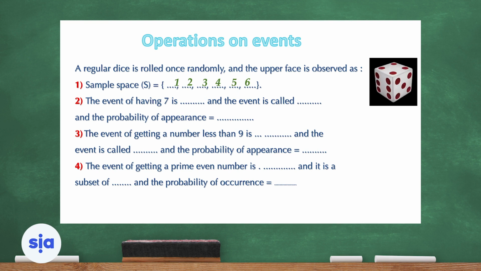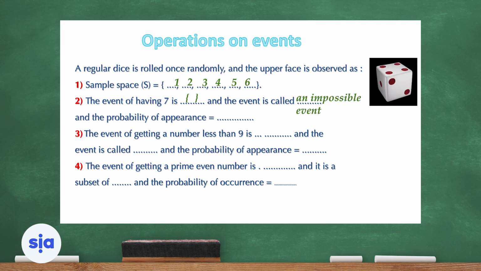Okay, the event of having 7. Is it possible to have 7? I don't think so, right? So the event of having 7 is an empty set. It's phi. It's not an option. If the event is not an option, and this event can never happen, it's called what? Excellent, good job. It's called an impossible event.